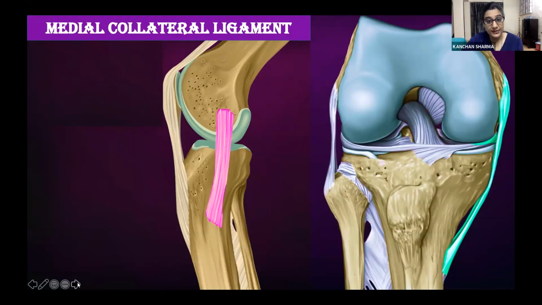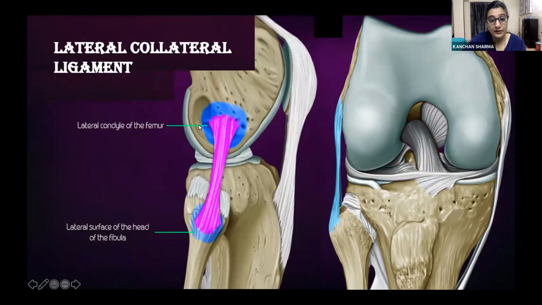Then coming to the lateral side, you have the lateral collateral ligament. Remember one thing, very, very important. Medial collateral ligament is from femur to tibia. But when we say lateral collateral ligament, it is not from femur to tibia. It is from femur to your fibula. That's why when we put the probe, our probe should be from femur to fibula. It should not be from femur to tibia. From femur to tibia, we won't be able to see this ligament. And that's the importance of knowing where it is originating and where it is inserting.